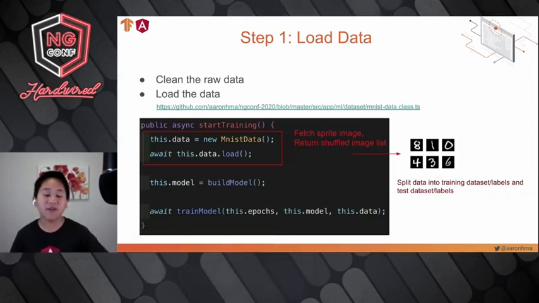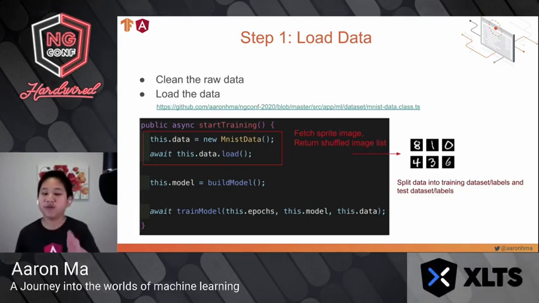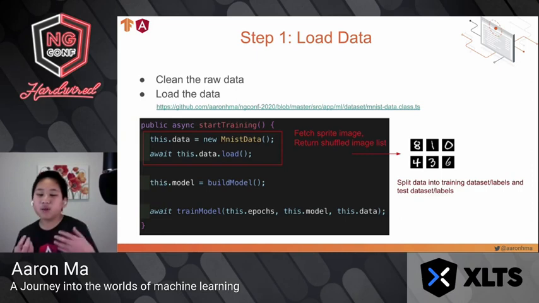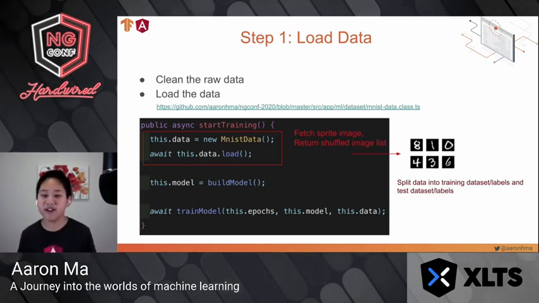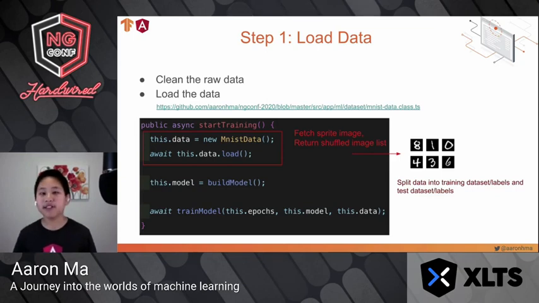So the first step of all machine learning projects is that you need to clean the data and then load the data. Since the data is already cleaned, we don't need to clean the data. We just need to load the data. In my code, I'm calling the MNIST data class, which you can find the source code for at this URL here. What this class does is fetch the sprite image and return a shuffled image list. As you can see, all these images are 28 by 28 pixels in grayscale. One more important thing that this class does is split the data into a training data set and a testing data set. The training data set is the data I'm going to use to teach my model, while the test data set is the data I'm going to use to evaluate the performance of my model.